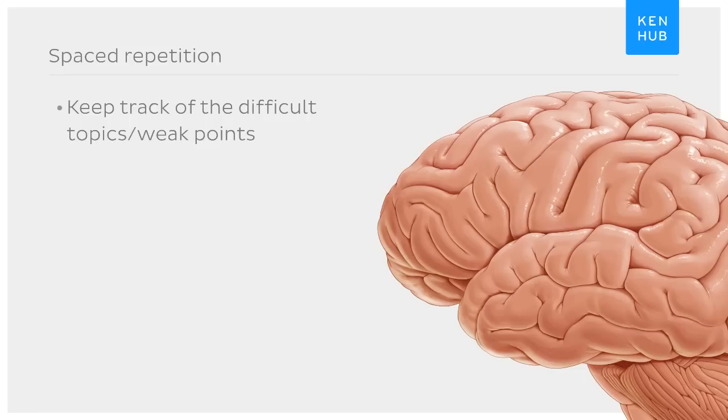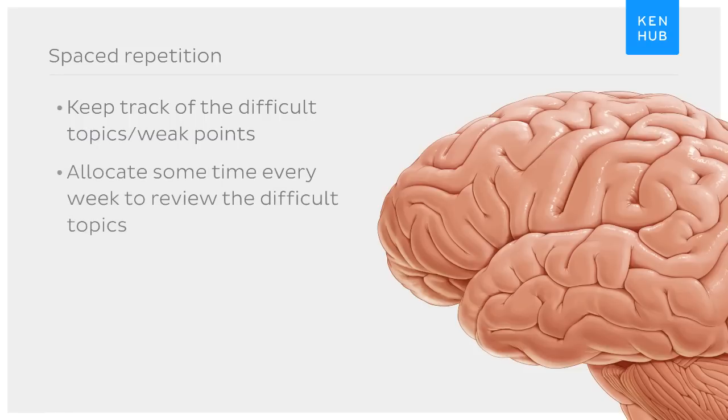So always find a way to highlight or bookmark the difficult topics, or the topics you have a bit more difficulty with, the weak points. Then you can just go back and go over them again. Make sure that you allocate some time every week to review the difficult topics. Going back to when you look at your schedule, make sure that you save a couple of hours or even more throughout the week, so you can then look at these topics that you have a bit more trouble with.